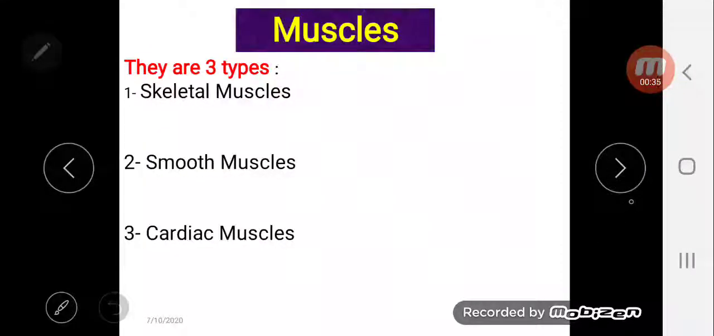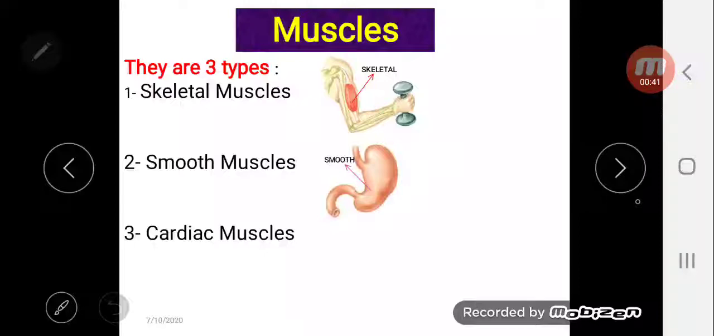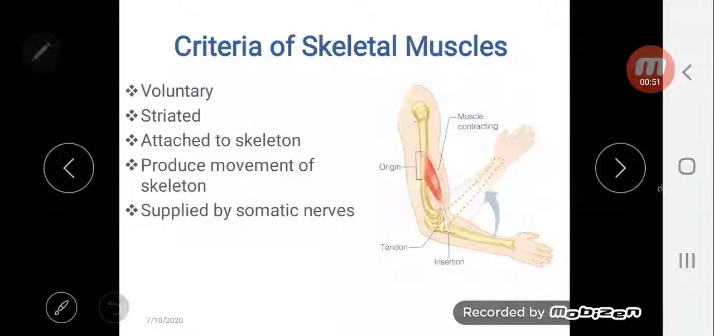There are three types of muscle: skeletal muscle, for example, muscle of the arm, and smooth muscle, for example, muscle of the viscera or gastrointestinal system, and cardiac muscle, for example, muscle which surrounds the heart. Criteria of the skeletal muscle: it is voluntary, striated, attached to the skeleton, produces movement of the skeleton, and supplied by somatic nerve.